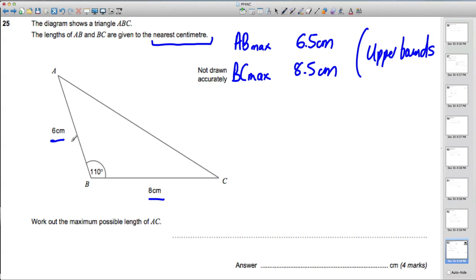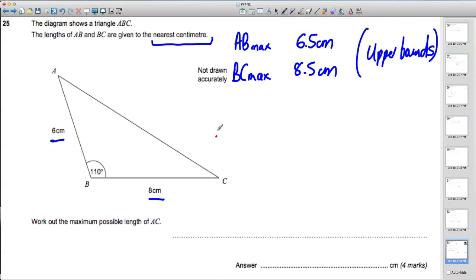And if they are slightly bigger, that will make AC the biggest possible. Now, how can you work out AC? Well, you don't have a right angled triangle, so it's either the sine rule or the cosine rule. Do you have a length and a side opposite and an angle opposite? No, so it must be the cosine rule you use.